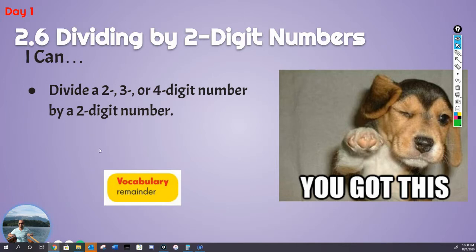Today we're going to be dividing by two-digit numbers, and your goal is to be able to divide a 2, 3, or 4-digit number by a 2-digit number.